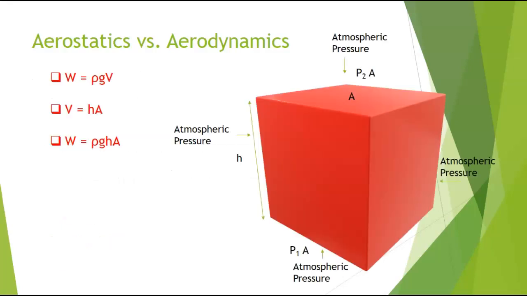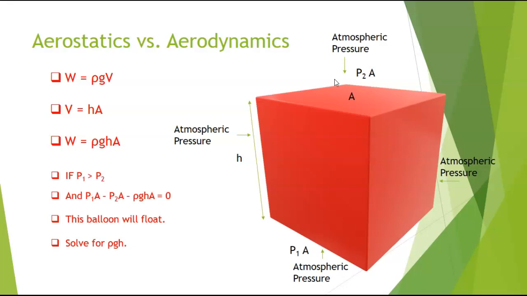So let's just imagine that this square is a balloon for simplicity's sake. And again, weight equals rho, or density, times gravity times volume. Volume equals h, which is the height of the balloon, times A, which is the area. So if volume equals height times the area, then weight equals density times gravity times height times the area.